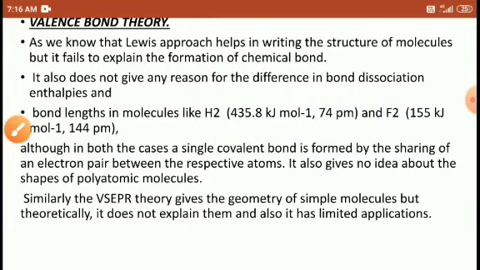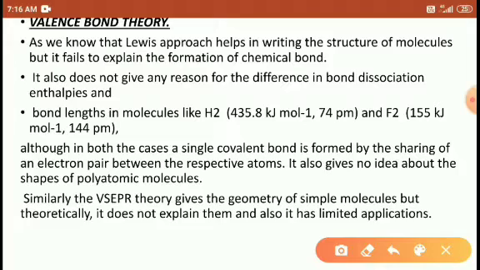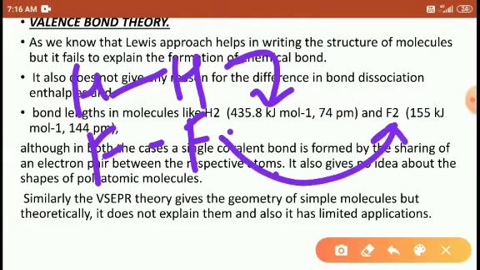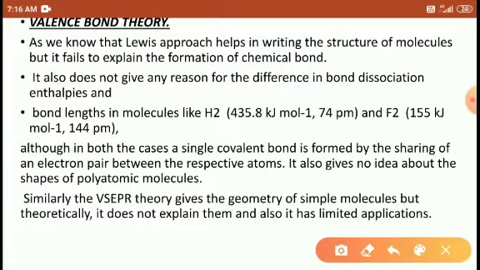It does not explain, although in both cases there is a single covalent bond with the electron pair shared between the respective atoms. Both hydrogen and fluorine have a single bond, sharing a single pair. So why do they require different energy? Hydrogen requires 435 and fluorine 155. So it does not explain.